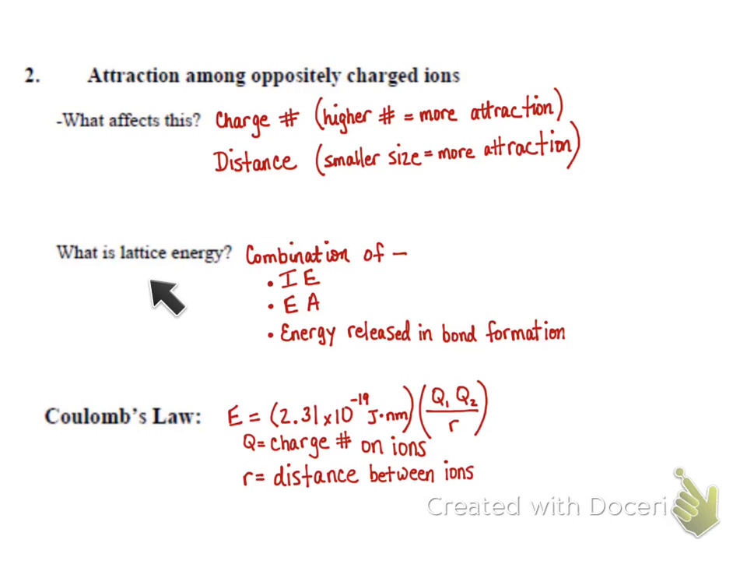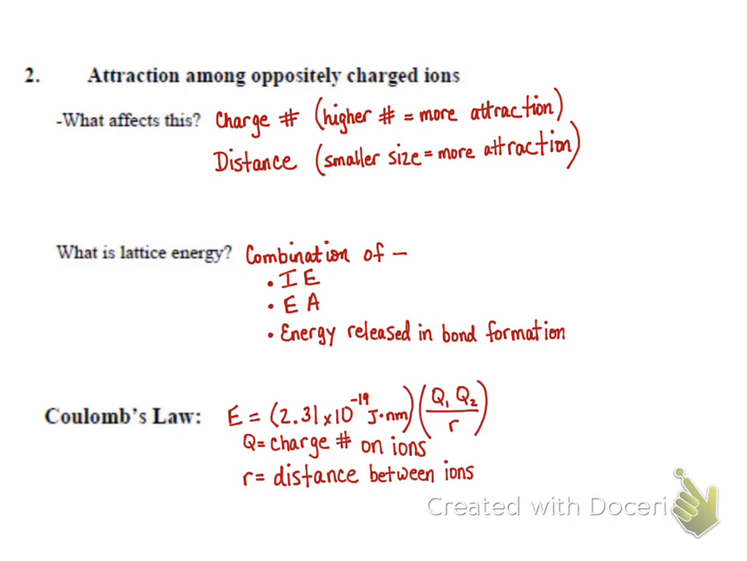Everything gets together, and the lattice energy, which is the energy of the whole ionic compound forming, is a combination of ionization energy, removing the electron from the cation, electron affinity, adding the electron to the anion, and then there's energy released when the bond forms. So bond formation energy, that is a favorable process.